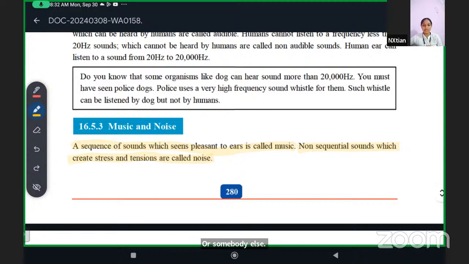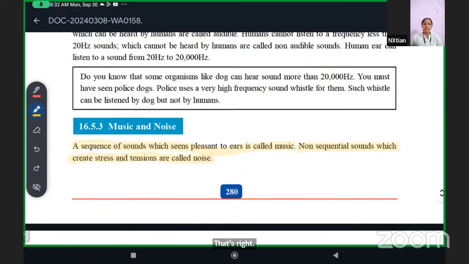So yes, Abraham. Why can we not hear below 20 hertz? It's because our ears' mass and elasticity set the limits for the frequency range. Okay, so that's right.